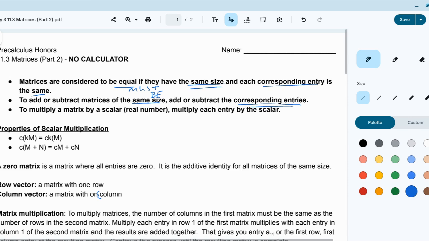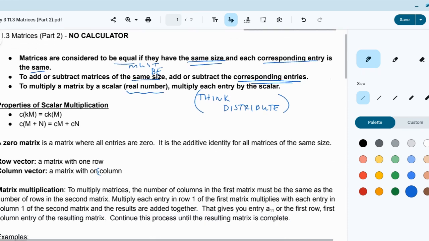In order to multiply a matrix by a scalar, which is a real number, we're just going to multiply each entry by that particular scalar number. What I would do for this is basically just think you're going to distribute a number that's in front to each item inside the matrix. Okay, so that's what we're looking for.